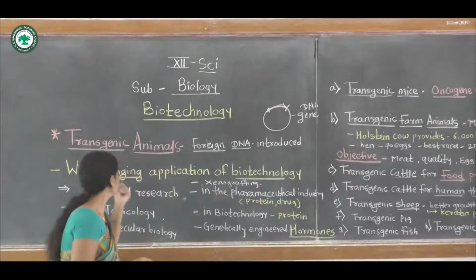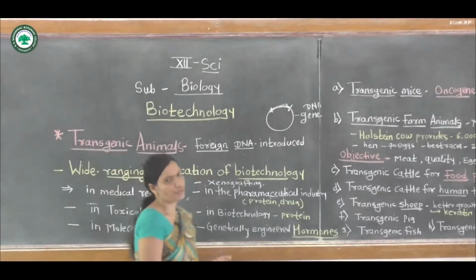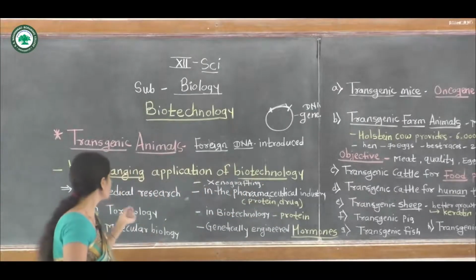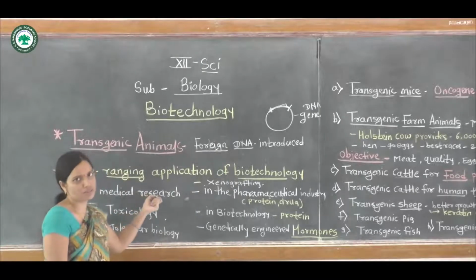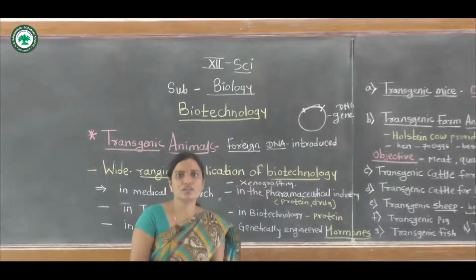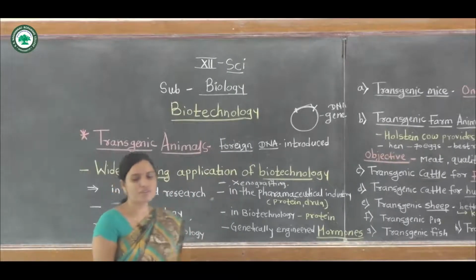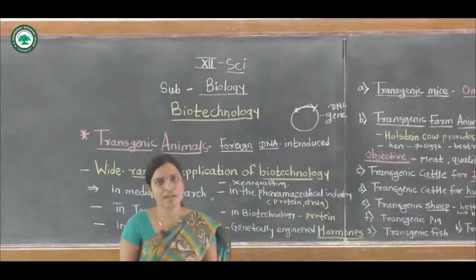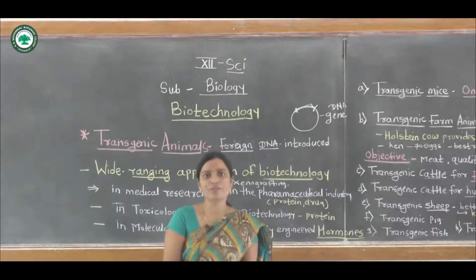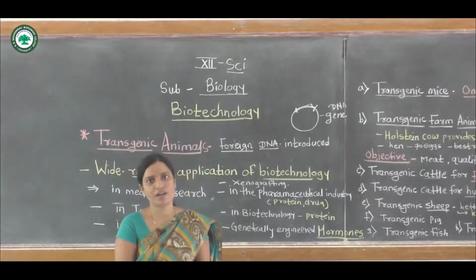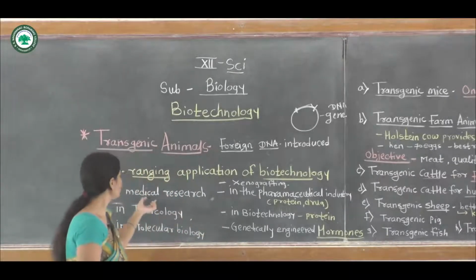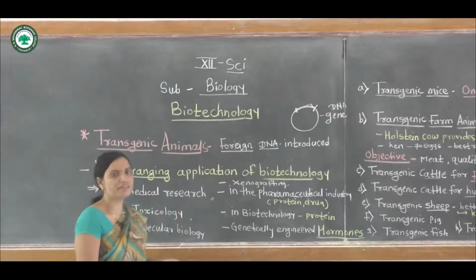Now there is a wide-ranging application of biotechnology in animals. The first application is in medical research. These transgenic animals are used for medical research purposes. They can identify the specific functions of genes, and complex homeostatic systems are studied, and the function is detected through this biotechnology in medical research.